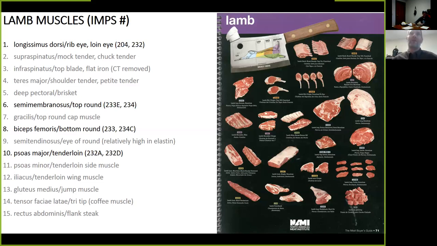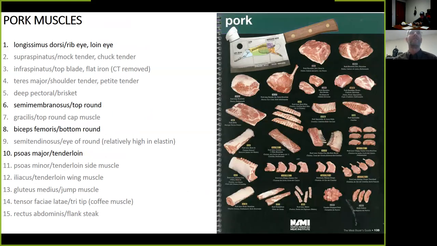So I switched to the next slide, and we've got some numbers in here that tell you where we're going to see those muscles on this page, similar to the last one. Okay? Now, let's go on to, guess what species next? You're right, pork. In pork, I want to look at the longissimus dorsi, the semimembranosus, the biceps femoris, and the psoas major. So take a minute to look at those pork cuts and see which ones you can find those muscles in.